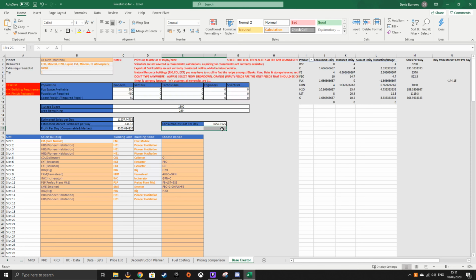I might actually just do a separate consumables cost per day for the non-essentials. Actually, that's probably the easiest way, and then just have a tick box that selects one or the other, and that will be what's taken off that final profit per day.